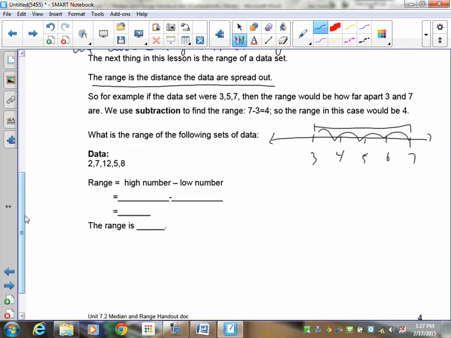Well, it's actually just a high number take away the low number. So I've got 1, 2, a 7, a 12, a 5, and an 8. The highest number is a 12. The lowest number is a 2. So 12 take away 2 is 10, so the range here is 10. Okay? Simple as that.